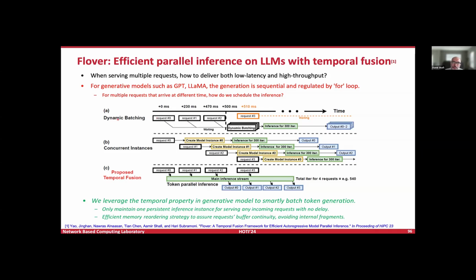FasterTransformer implements two strategies to handle multiple incoming requests. One is called dynamic batching, and the second is called concurrent instances. In dynamic batching, your requests could be coming in, request 0, request 1, request 2, and you just wait for a certain time window. This is a predefined, pre-configured time window. In this figure, we are waiting for almost 500 milliseconds.